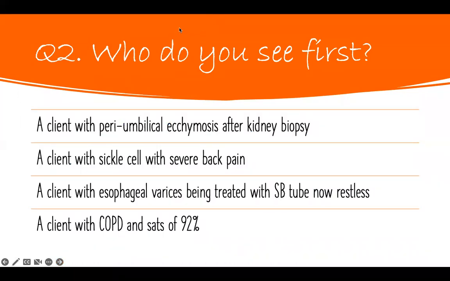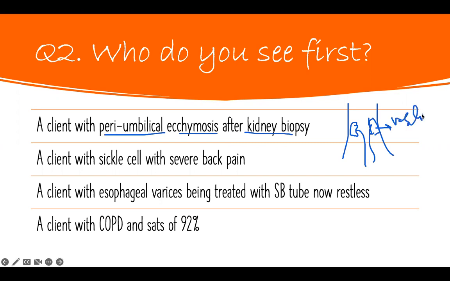The same thing, same strategy we're going to use. Who do you see first? A client with periumbilical ecchymosis after kidney transplant, kidney biopsy. Well, your kidney is at your back. Okay, you have two kidneys here, like that. And they like asking this question. Kidney is a vascular organ. Okay, it has a lot of blood going there. So whenever we do biopsy, the complication with kidney biopsy is hemorrhage.